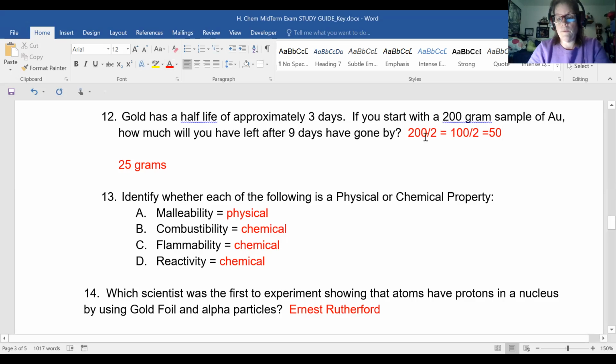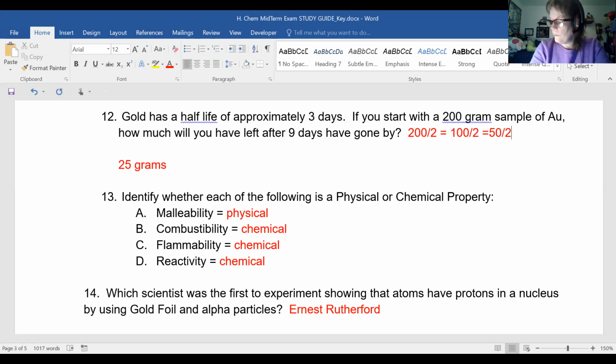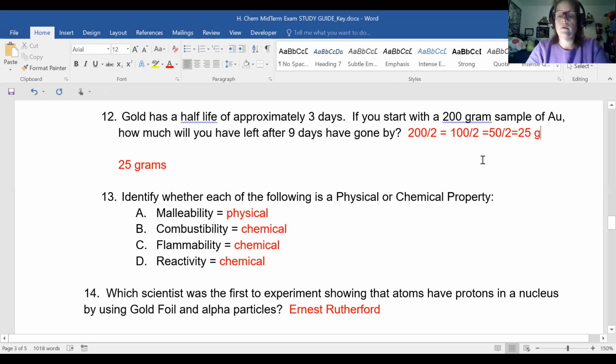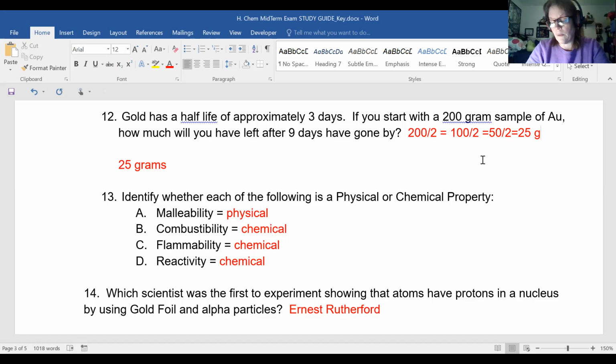So this is half-life number 1. Gives you 100. Half-life number 2 gives you 50. And now we got to divide 50 by 2. And that's going to give you 25 grams. Okay, so every time a half-life goes by, you're losing half of that element. So you're just dividing by 2 or multiplying by 50%, however you want to do it each time.